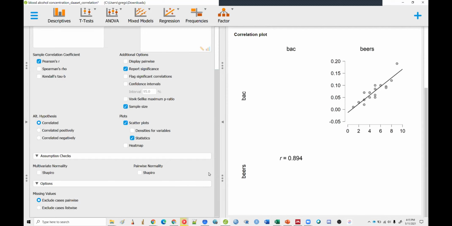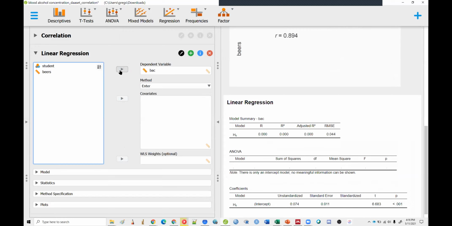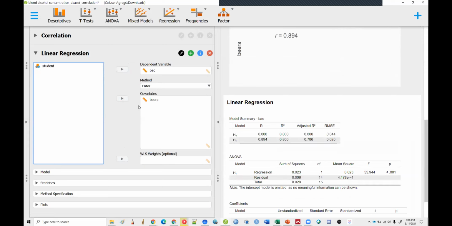But now to figure out the characteristics of the regression line you see here, we're going to go to regression, linear regression. Here we need to utilize our knowledge that blood alcohol concentration is our dependent variable because it depends on the number of beers the students drank. As a covariate, which is just a fancy word for the independent variables in this experiment, we're going to put beers.